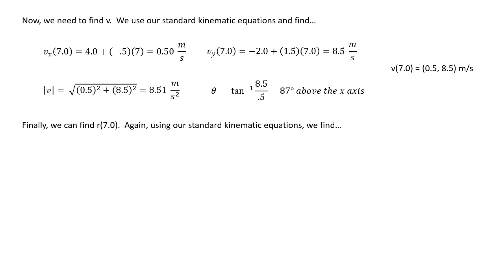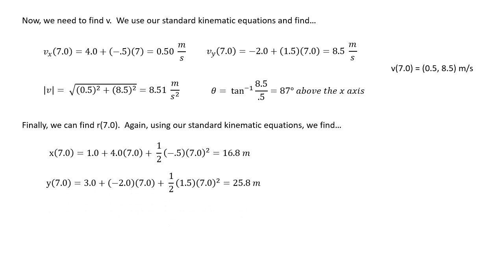Now let's find the position at 7 seconds. Again, I'm going to use our standard kinematic equations. I'm going to find that the x at 7 seconds is about 16.8 meters. Put in all the numbers, I should get 16.8. I do the same thing for the y, and I find that to be about 25.8 meters. Make sure you can do this math. Again, the math isn't hard. There's just a lot of it to do, and many places you can mess up.